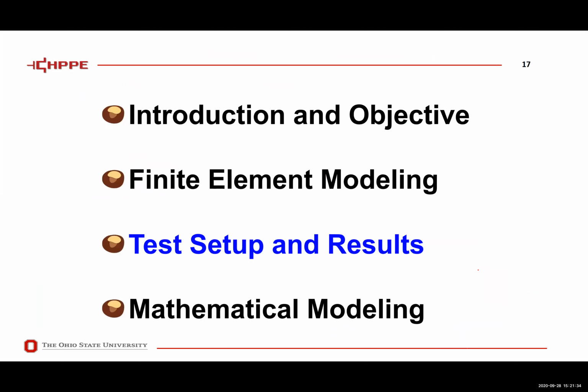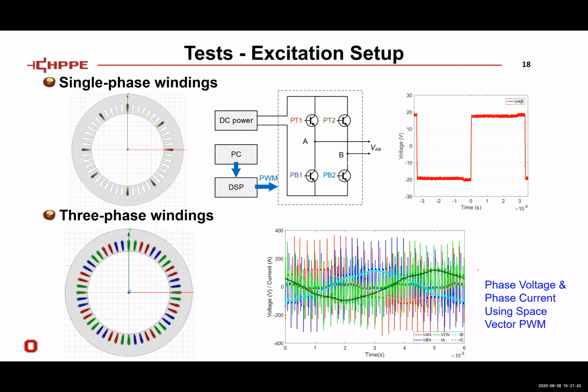Okay, and then let's look at our test setup and all the tests we did. For the test setup, we have both single phase tests and 3-phase tests. For the single phase test, we just use 2 phases of a 3-phase inverter to generate square wave outputs like this. And for the 3-phase winding test, we use space vector PWM for the testing.